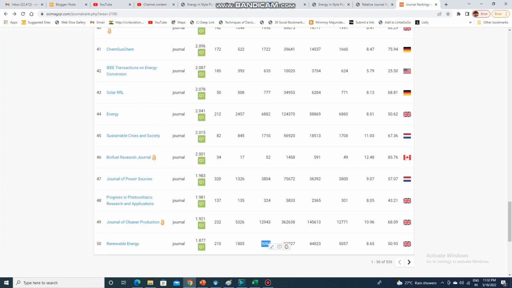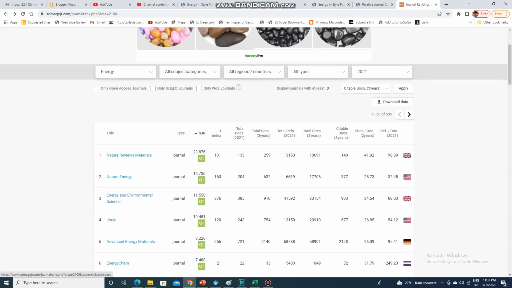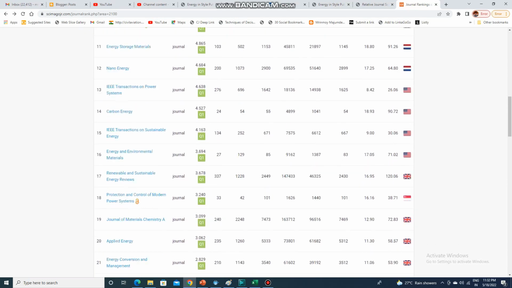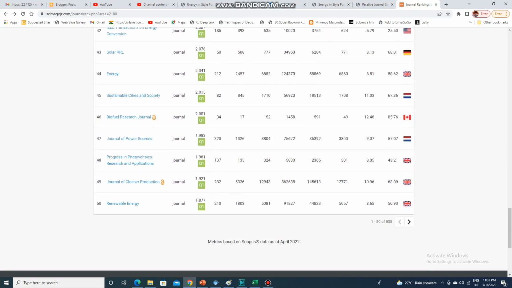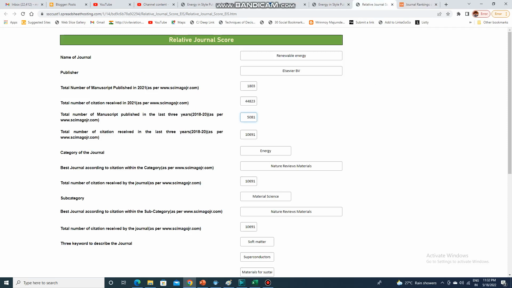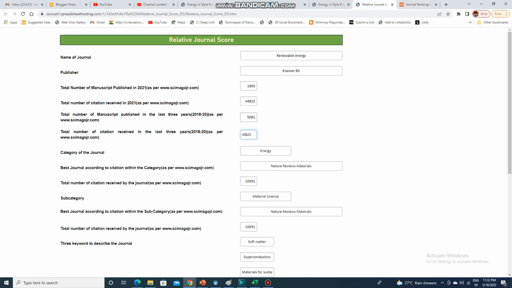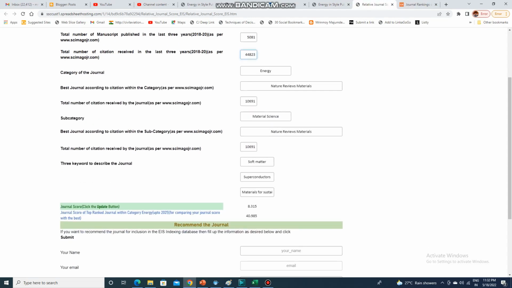This can also be retrieved from this table of journal ranking, total cites, this one, right? So total cites for Renewable Energy is 44823. So write it down, 44823. Okay, so 44823 is the total number of cites in 3 years.